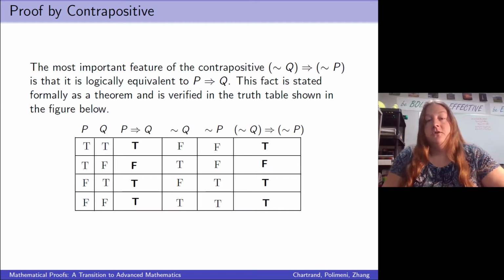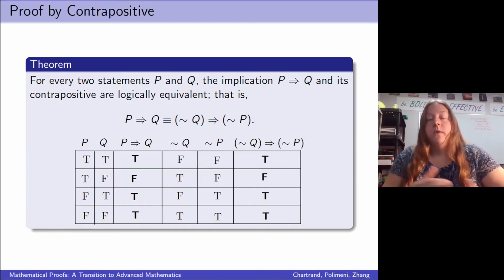And if we construct a truth table to take a look at the contrapositive, we end up finding that the two columns are equivalent. They are both only false when P is true and Q is false. And because of that, we have a theorem that's going to be a super useful theorem for us, that the original implication and its contrapositive are logically equivalent.